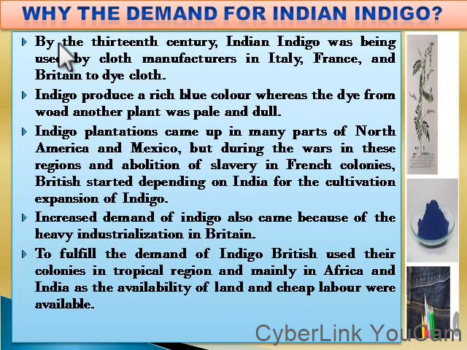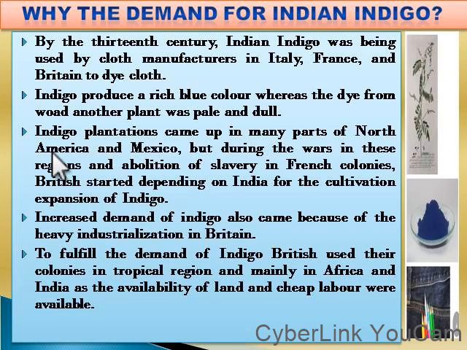Now let's move on to the next topic, that is why the demand for Indian indigo. By the 13th century, Indian indigo was being used by cloth manufacturers in Italy, France and Britain to dye cloth. Indigo produced a rich blue color, whereas the dye from woad, another plant, was pale and dull.